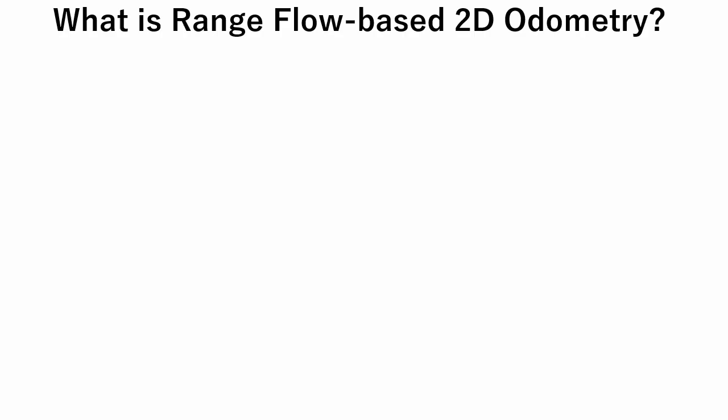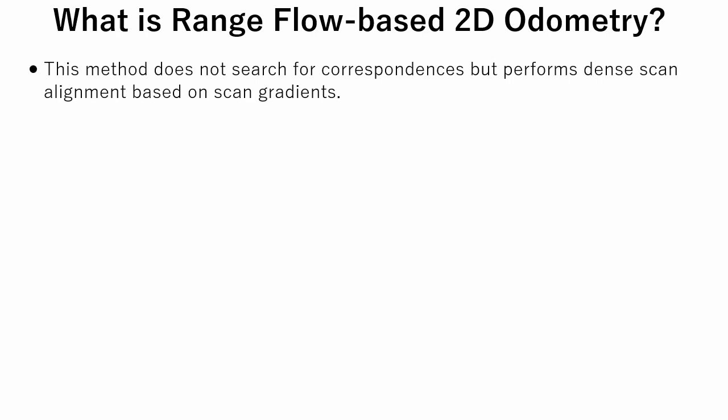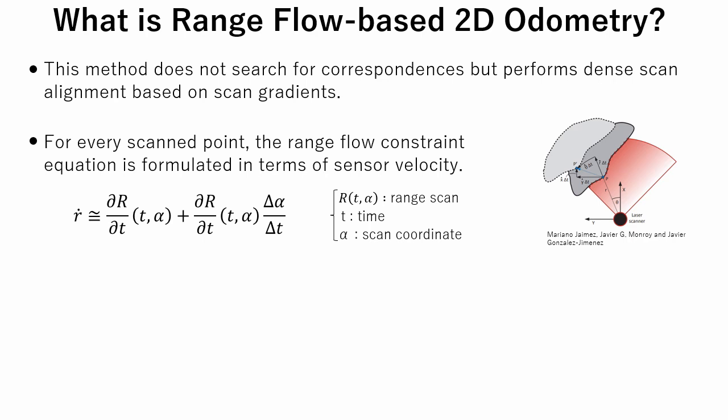In this tutorial, we are using a 2D Lidar to calculate odometry. Let's see how it works. Contrary to traditional approaches, this method does not search for correspondences but performs dense scan alignment based on scan gradients. For every scanned point, the range flow constraint equation is formulated in terms of sensor velocity. Here, small r is scan gradient, large R is range scan where t is time, and alpha is scan coordinate.